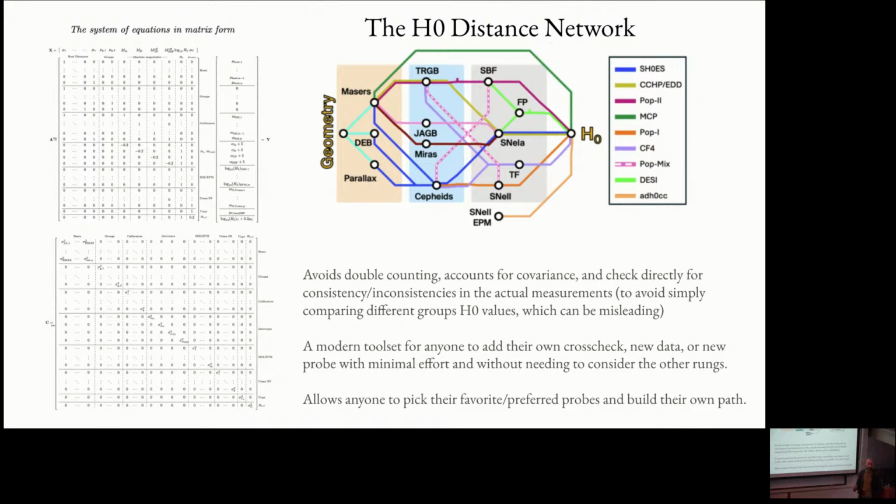And it makes it easier, because now if you want to make a measurement of the Hubble constant, you don't have to know everything about megamasers just to measure the Hubble constant. You can just plug into our network and see what Hubble constant comes out and see what, if anything, changes.